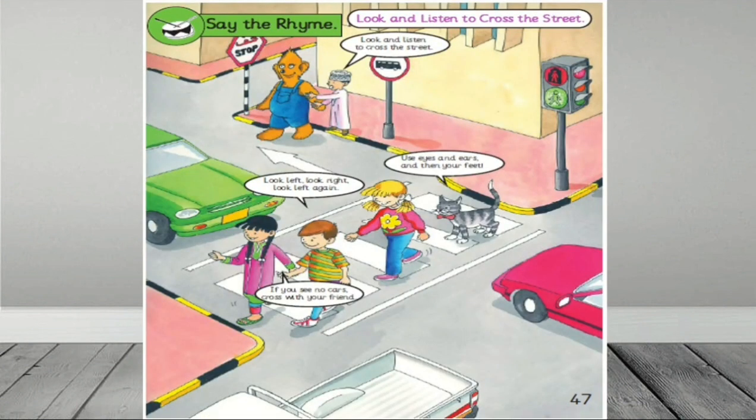Now, let's move to page 47. Who can you see here? ماذا ترون هنا? Our friends. Very good. Biff, Sammy, Soot, Vicky, Paul, and Maha. What are they doing? They want to cross the street. Excellent. ماذا يفعلون؟ يريدون عبور الشارع.